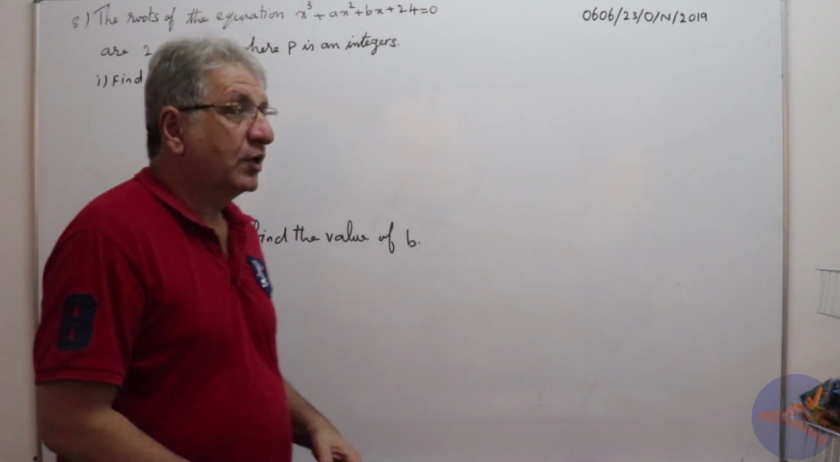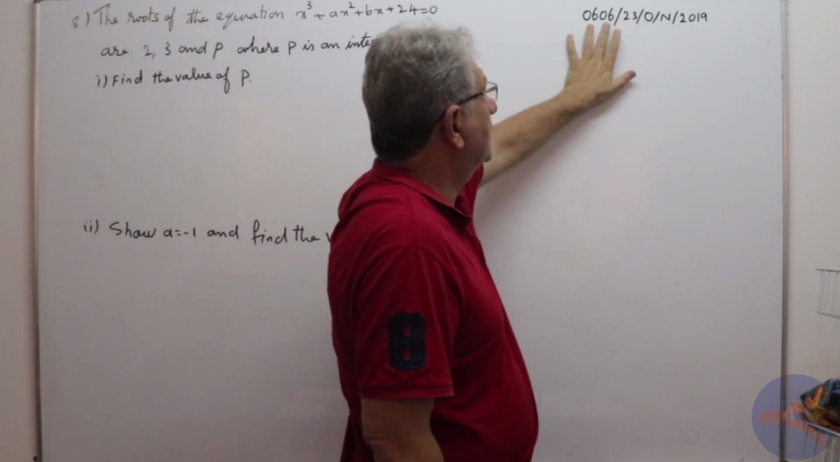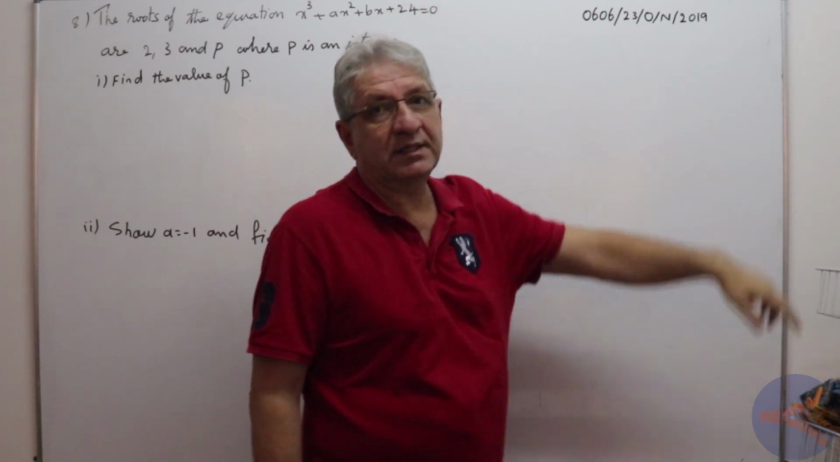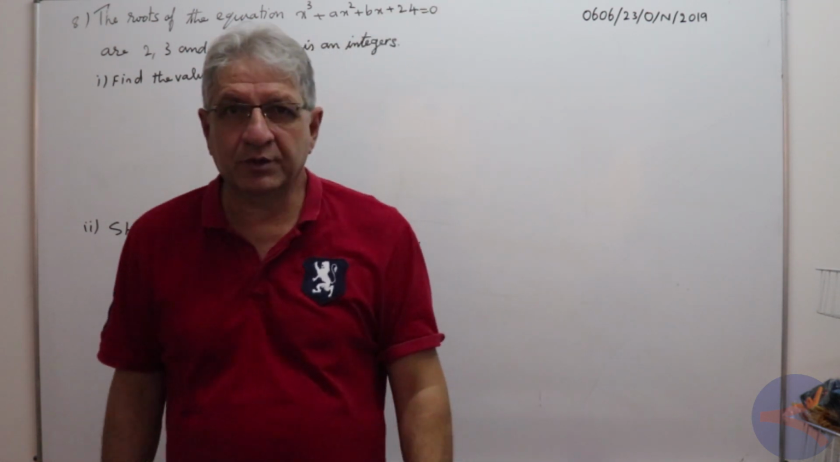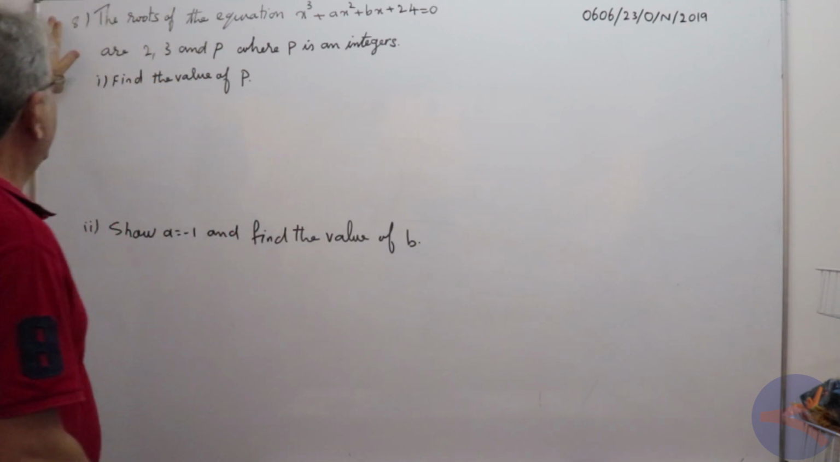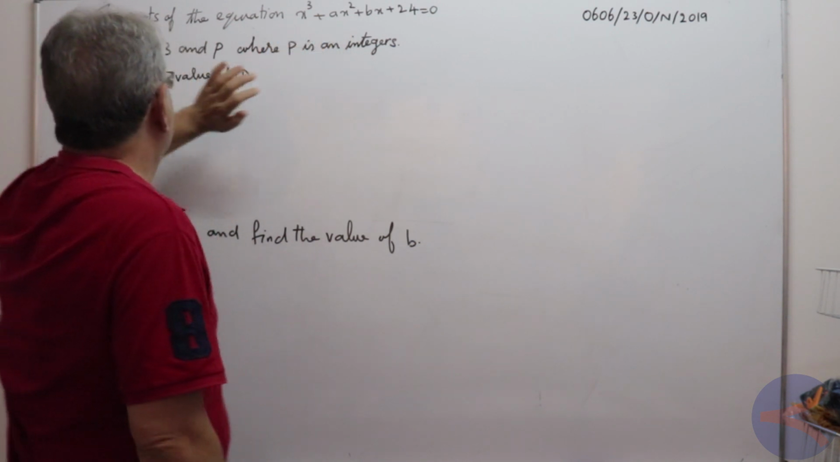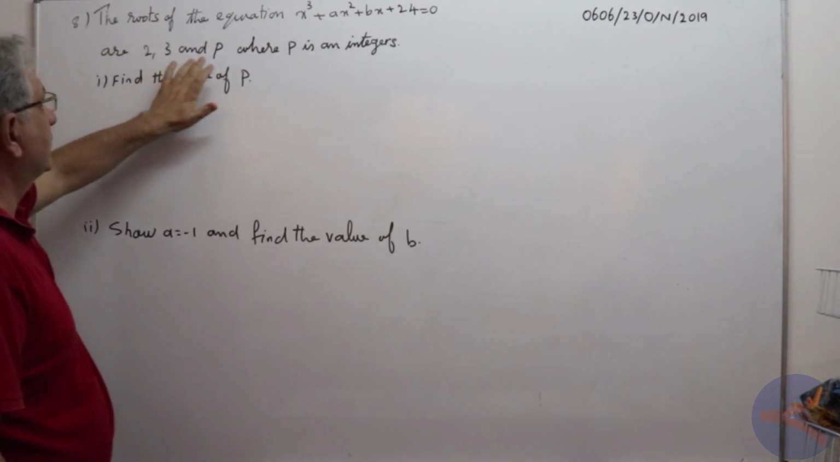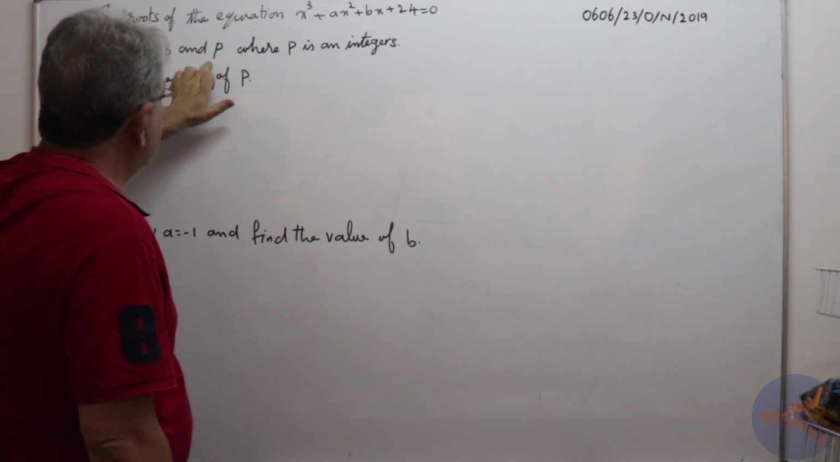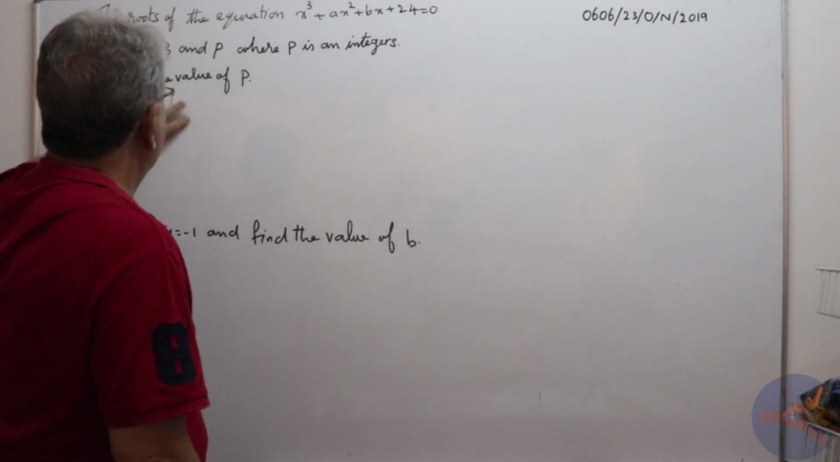We are going to do the third part of the question paper 0606/23, October/November 2019. This is the last part for this question paper. This is question number 8. It is about a cubic equation. The roots of the cubic equation have been given to us: 2, 3, and p, and p is an integer. Now he's asking us to find the value of p.